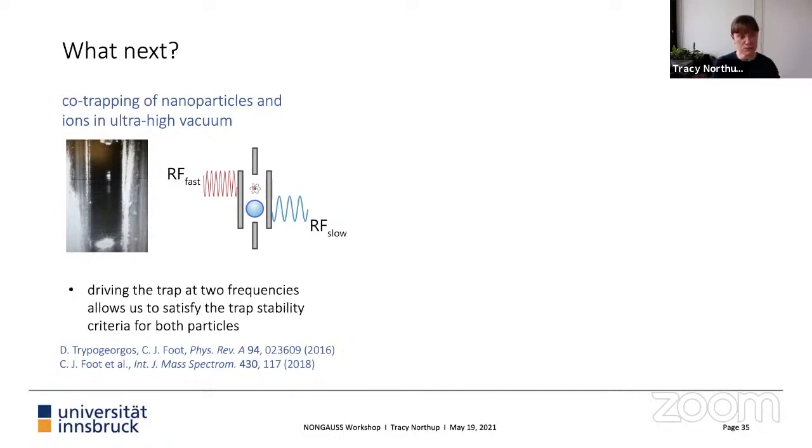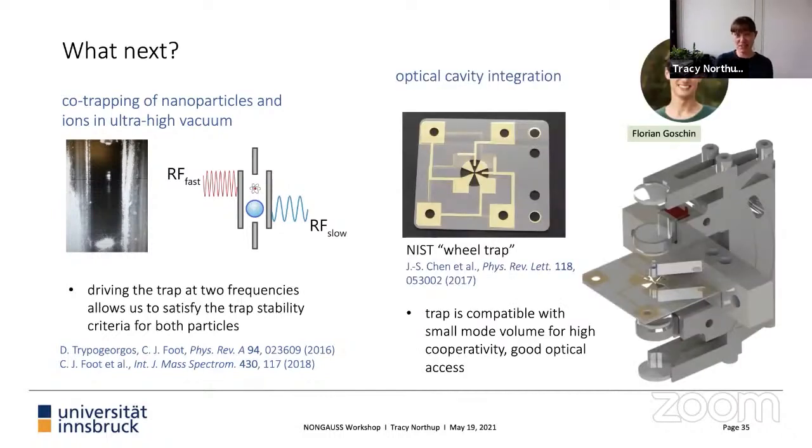What we're trying to do is to drive the linear Paul trap at 2 different frequencies. Here you see that they're both marked as radio frequency, but the lower one is kilohertz, and the higher frequency is megahertz. So essentially, we drive a trap at a frequency that's talking to the nanoparticle and a frequency that's talking to the ion. And these 2 references here are proposals for how to do that in a way that satisfies the stability criterion for both particles. We haven't yet successfully trapped the particles. We're hoping to see some results there soon. So fingers crossed, it's an exciting time in the lab these days.